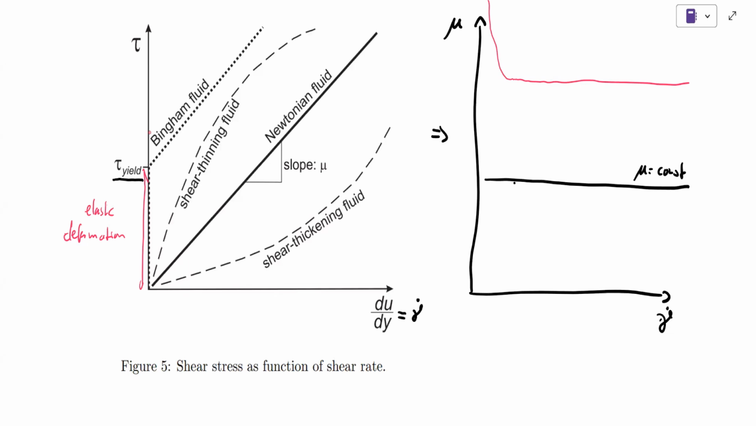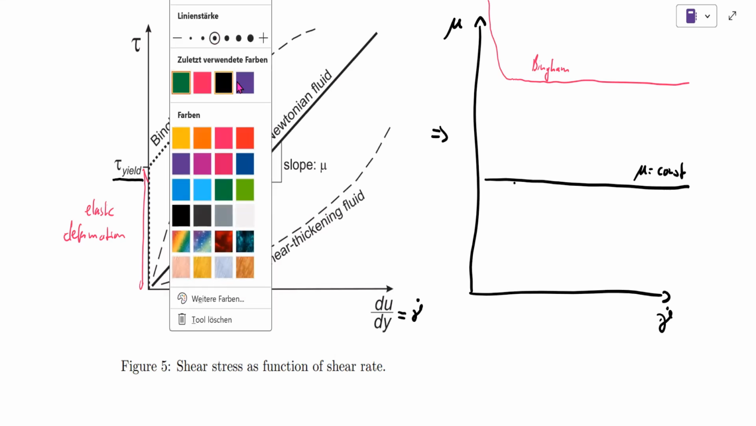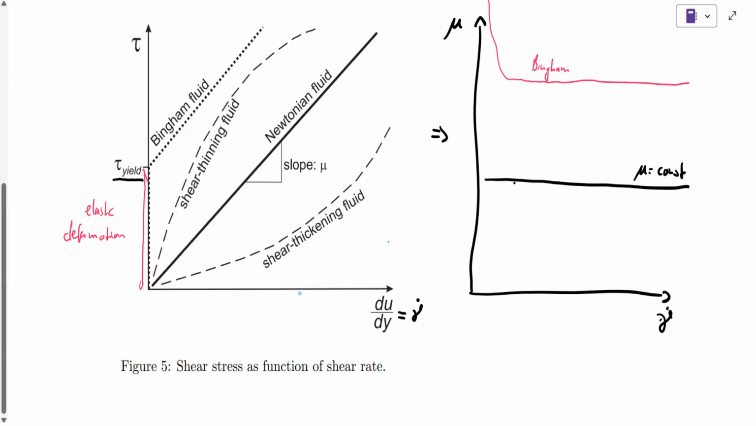So this would be the case for a Bingham type fluid. And we also have two other kinds here. One is the shear thickening fluid. In the case of the shear thickening fluid, we see that the viscosity gets greater if we get greater shear rates. So that would correspond to the case that the fluid gets thicker. So shear thickening.